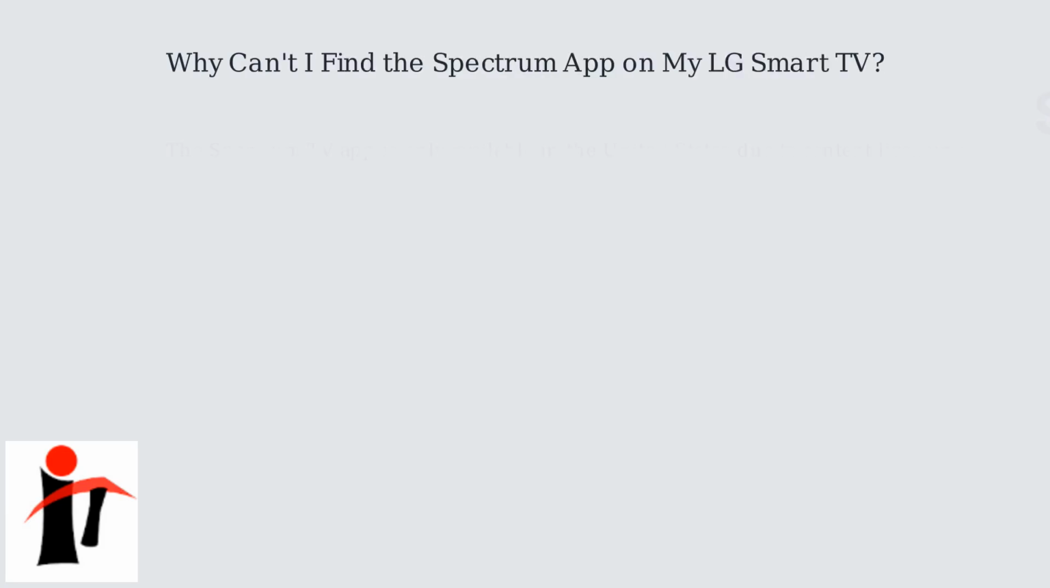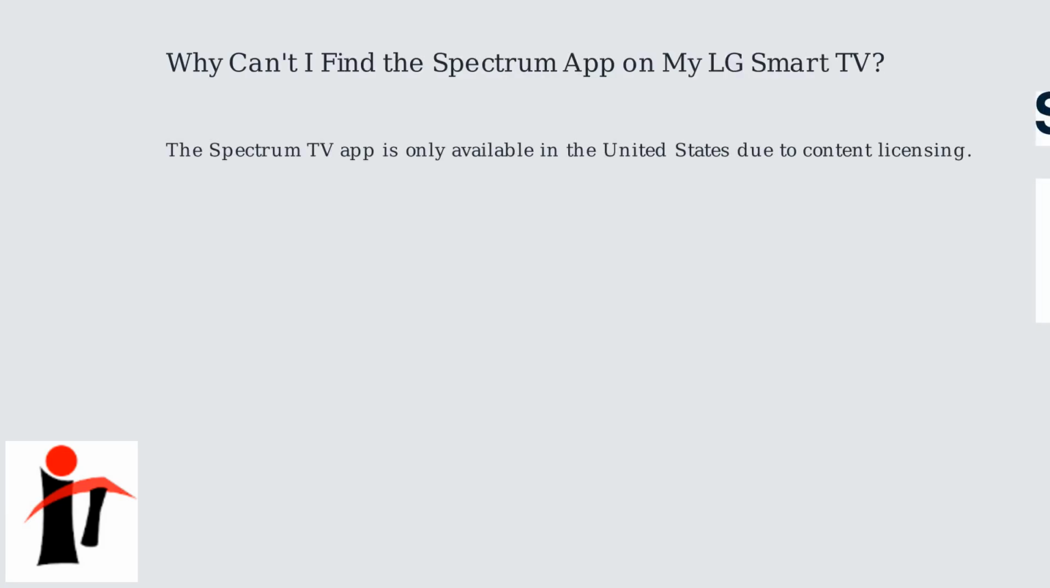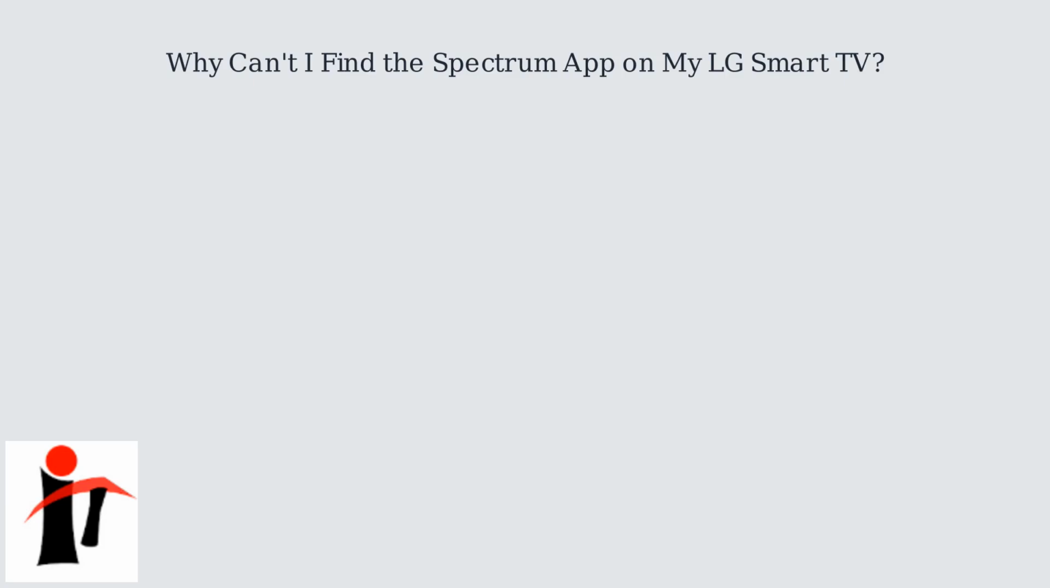Let's address why the Spectrum TV app might be missing from your LG Smart TV. The primary reasons are regional restrictions and outdated software. Spectrum's app is officially only available in the United States due to content licensing.